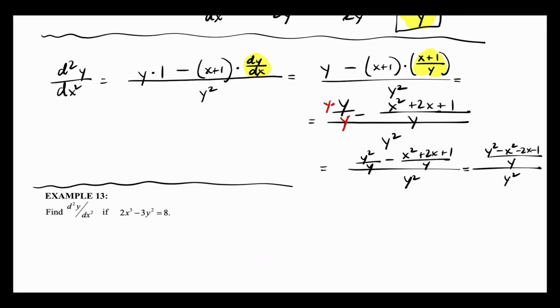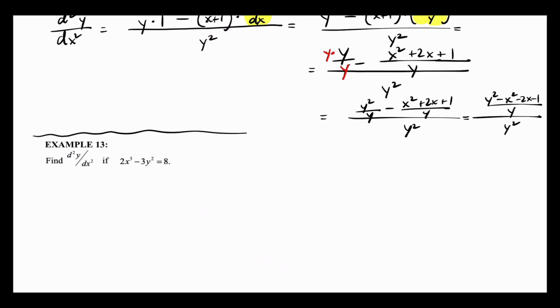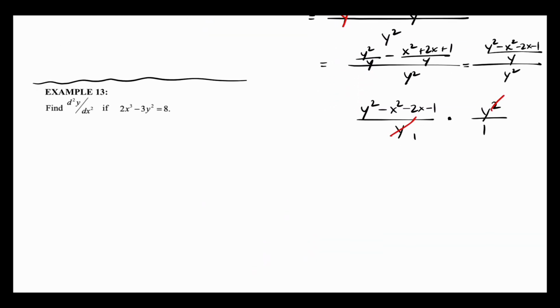For these types of questions, it's all about finding the answer among the ones. Which one is the best? A, B, C, D, E. Which one's the best? So let's see. Let me finish this out here. So I get y squared minus x squared minus 2x minus 1 over y. And then I would flip the bottom. That would lose a power. That would become 1. So I would get y squared minus x squared minus 2x minus 1.